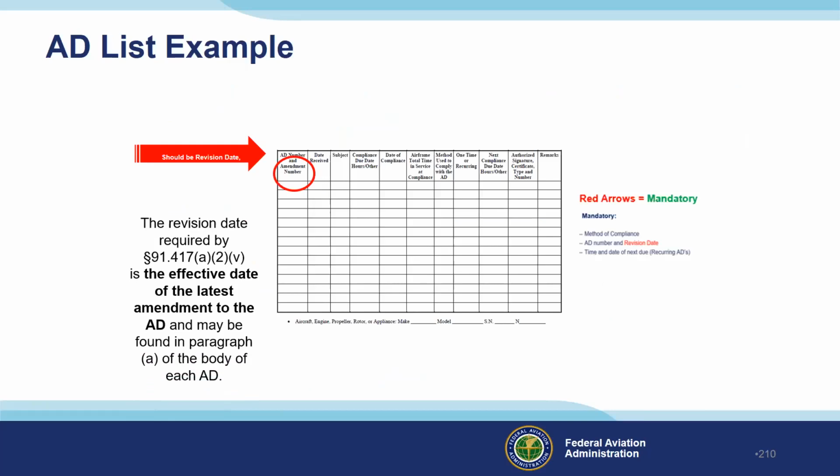Here's an example of an AD status list. That actually says amendment number. It really should be revision date because that's what the regulation says. And if it says effective date, that's the same thing as the revision date. The red arrows here are the mandatory items.